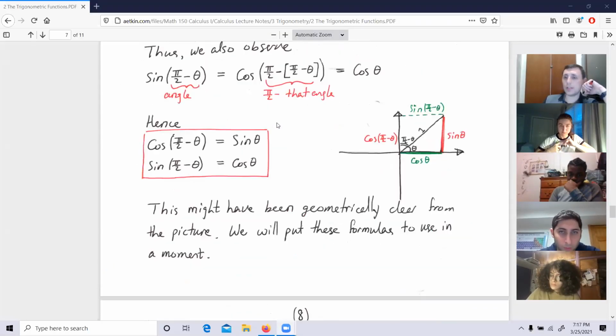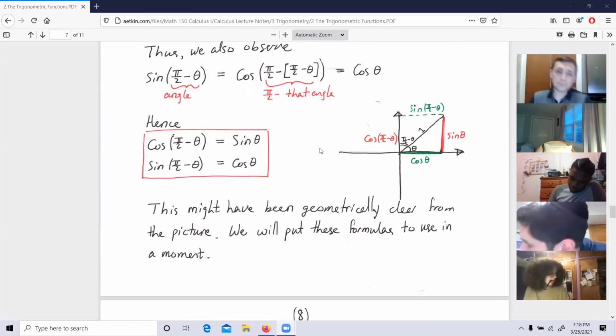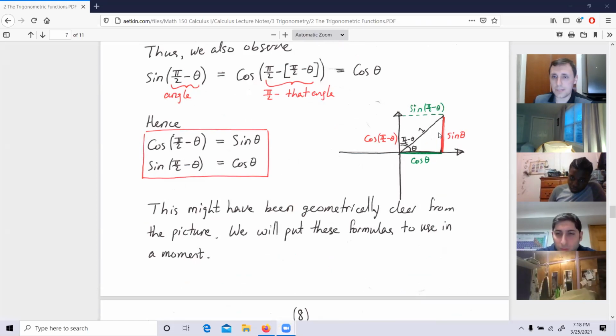In case you would like a geometric crutch, look what's happening here. You see, we have verified that cosine of pi over 2 minus theta is sine of theta, and that sine of pi over 2 minus theta is cosine theta. Now, if I look at this picture, it's pretty obvious that that would be the case. Do you see this picture?